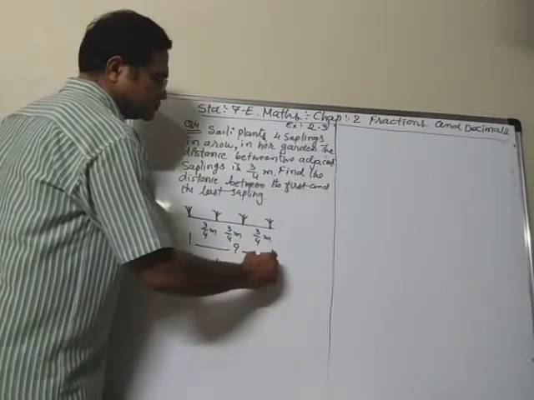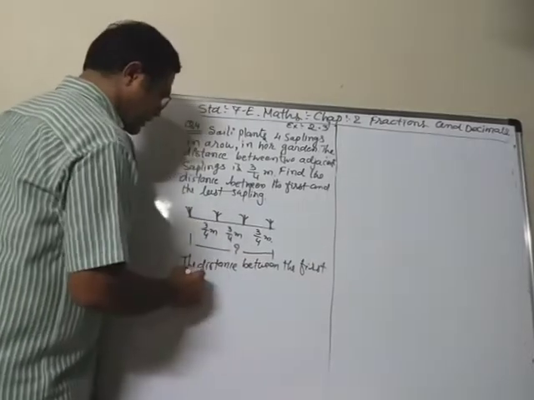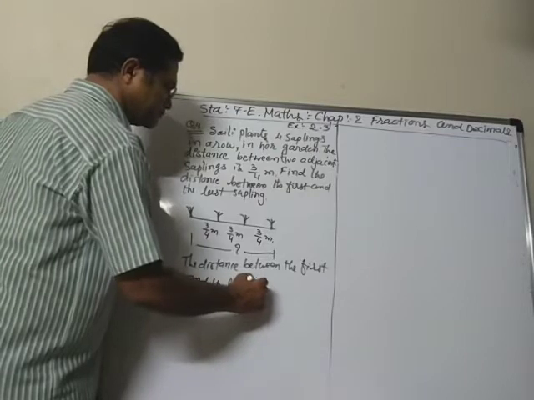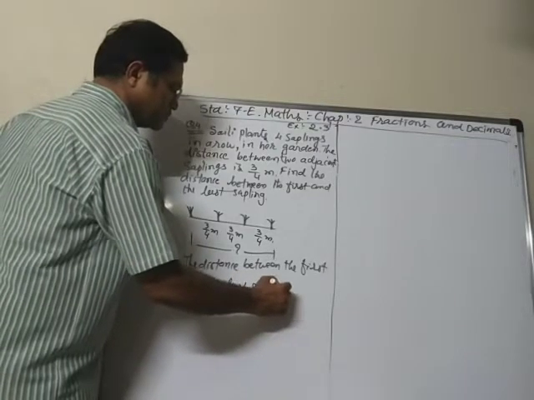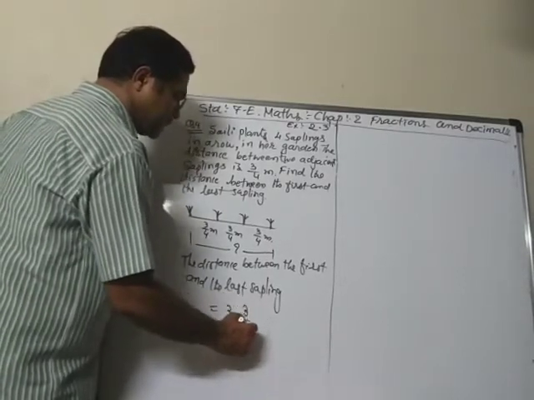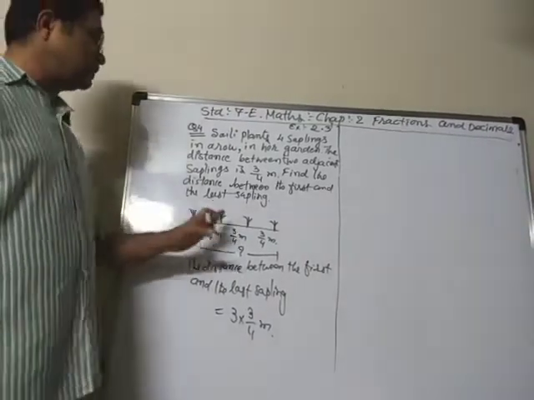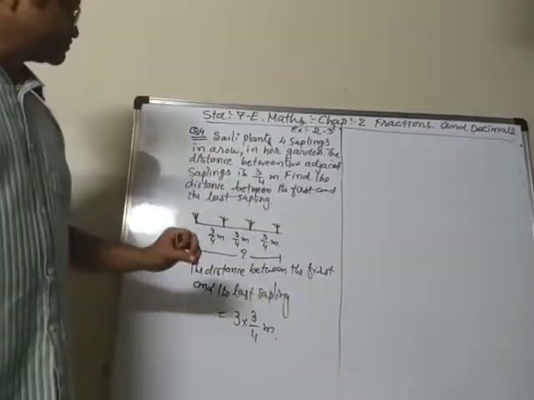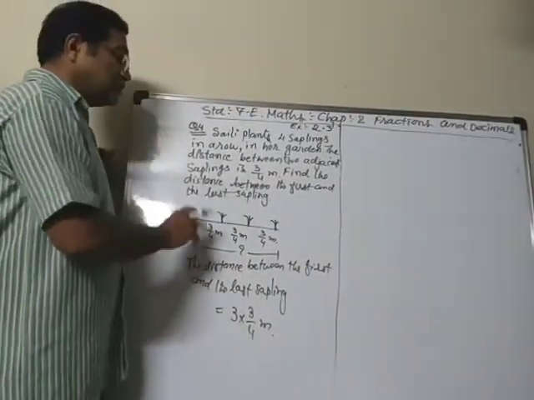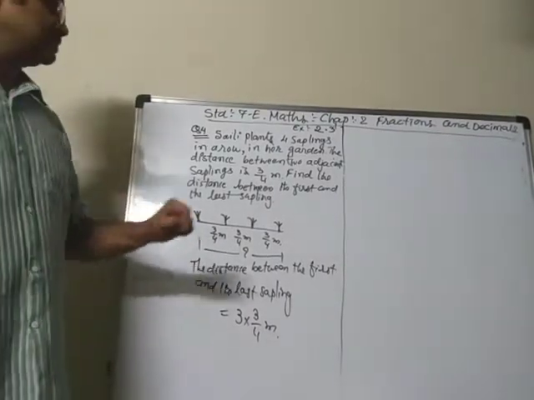The distance between the first and the last sapling is equal to 3 multiplied by 3 by 4 meters. So it is easier when you draw the real thing. So here we saw that when you draw the 4 saplings, then you understand that you don't have to multiply with 4, but you have to multiply with 3 only.